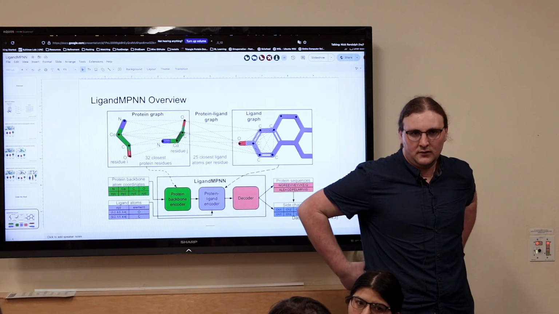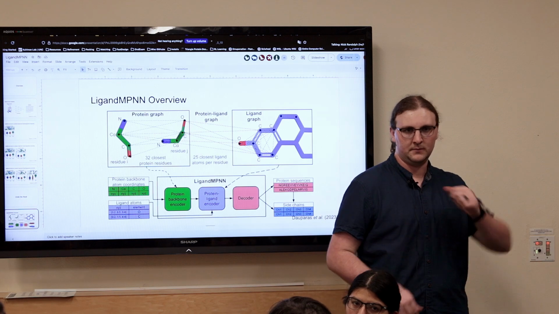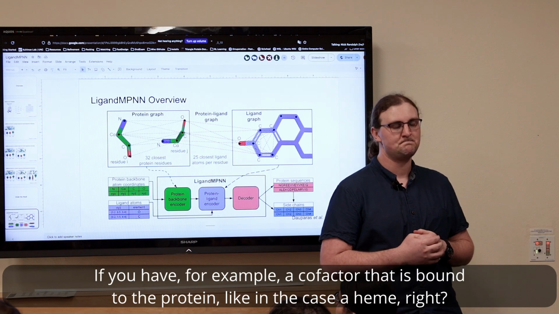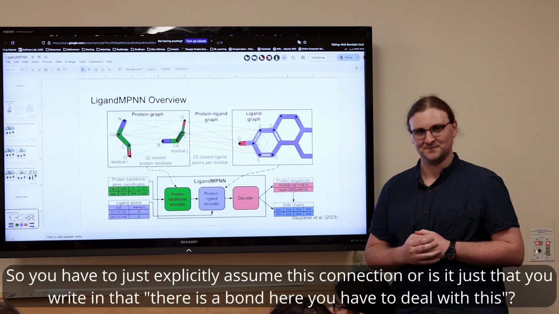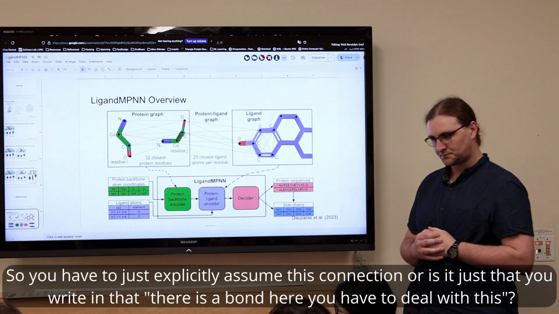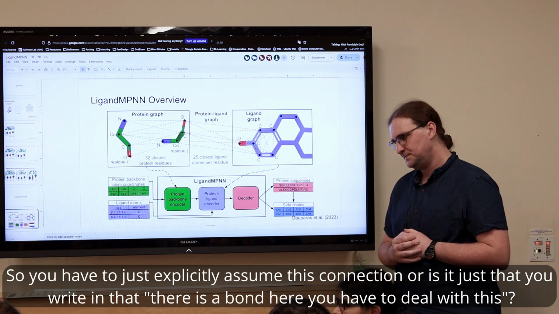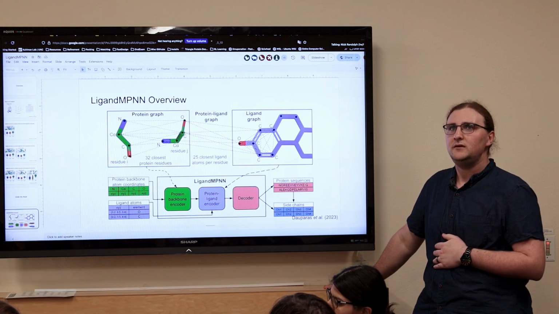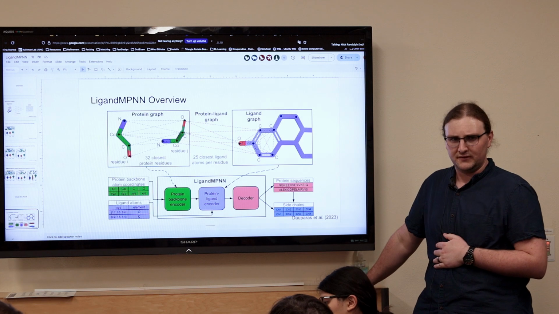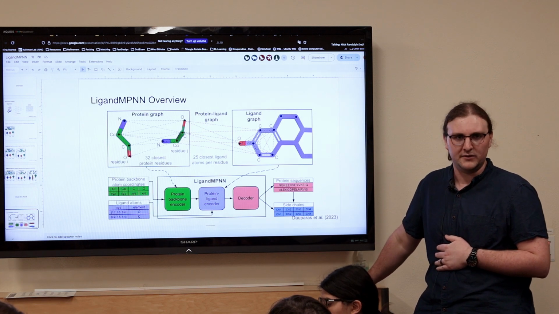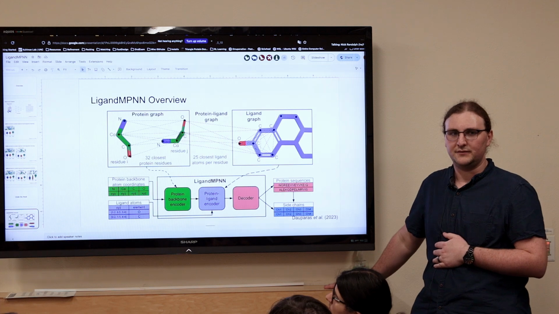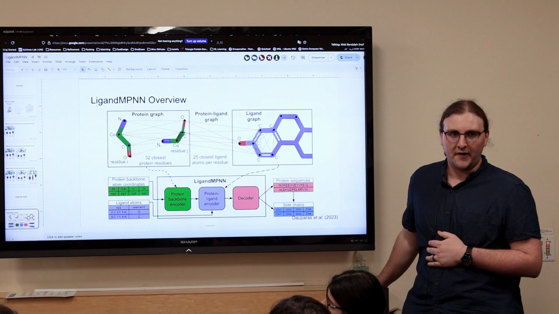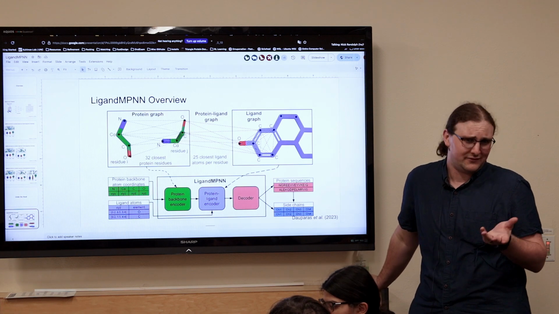I have two separate questions. First, if you have, for example, a cofactor that is bound to the protein, like in the case of a heme, do you have to explicitly assume this connection, or do you write in that there is a bond here? I believe you have to implicitly assume that they're connected. They're going to be close enough that maybe the model can reason that they're connected, but I don't think there's an explicit ligand bond between the sulfur atom or something like that. Yeah, that's what I think.